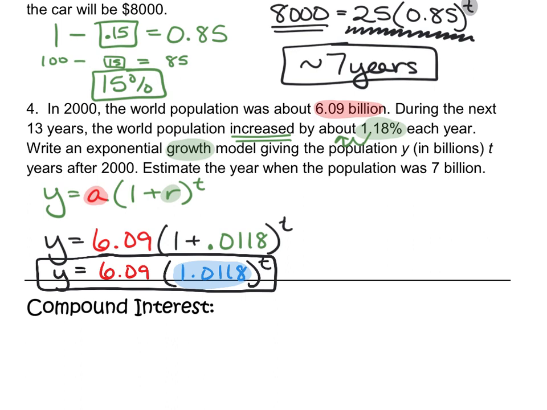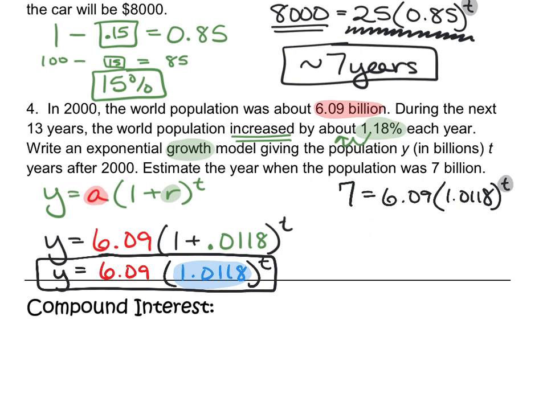But this question goes on to ask to estimate the year when the population was 7 billion. Population is my output. So it's asking me again to solve 7 equals 6.09 times 1.0118 raised to the t. We want to know what this t value is. We don't have the skills yet to do this by hand, so how did we do this in the car question? Put it in a calculator. I want you guys to do this one without me having to show you. I want you to find me the year estimate when the population was 7 billion.